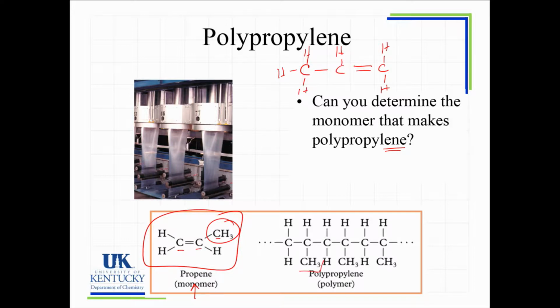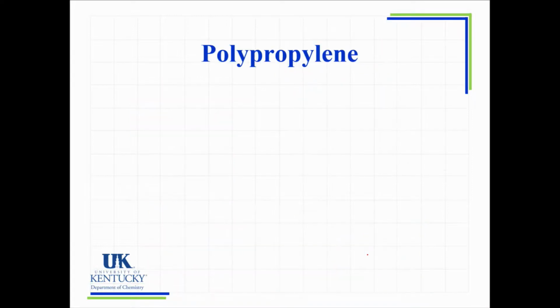So for some reason, this textbook image put that methyl group pointing down. But there's the 1, 2, 3 carbons of that monomer. Then you've got the 1, 2, 3 carbons of that monomer, and the 1, 2, 3 carbons of that monomer. So that is polypropylene, which is made up of propene, repeated over and over and over again.